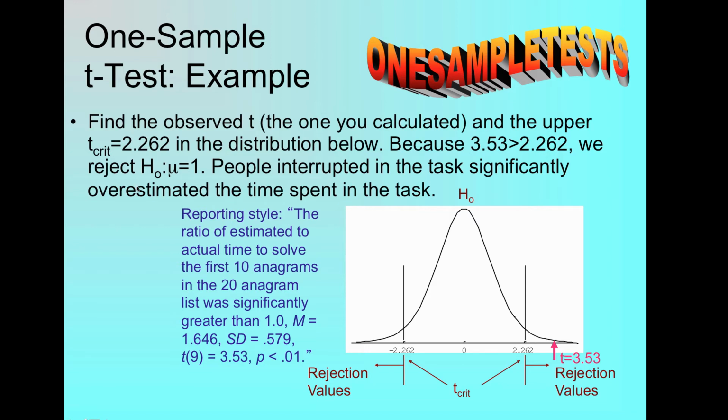People interrupted in the task significantly overestimated the time spent in the task. If they had been down here, they would be underestimating the time, but they actually overestimated how much time they were spending on the task at hand, the anagram task.